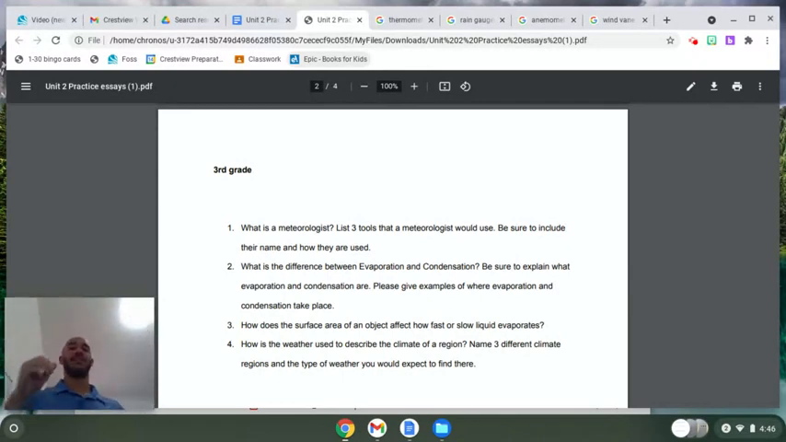The water vapor is at a certain temperature. When it comes into contact with a cooler surface, it condenses, it becomes heavier, and turns back into a liquid. So evaporation is water turning into water vapor, or a gas. Condensation is a gas, water vapor, condensing once it comes into contact with a cooler surface and turning back into a liquid. Now, where might you see condensation take place?